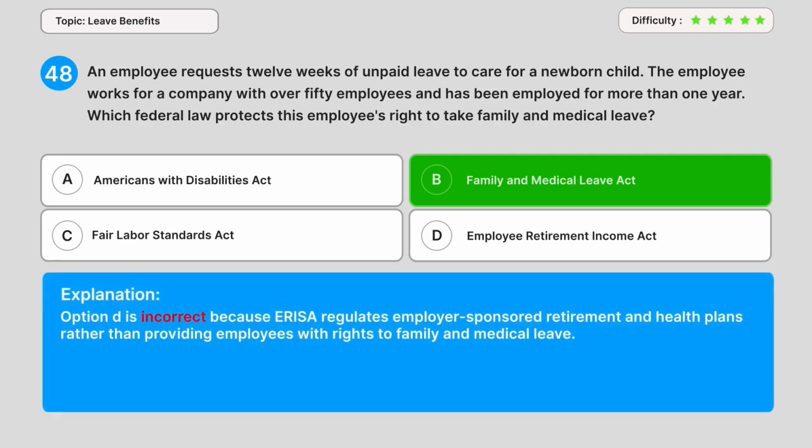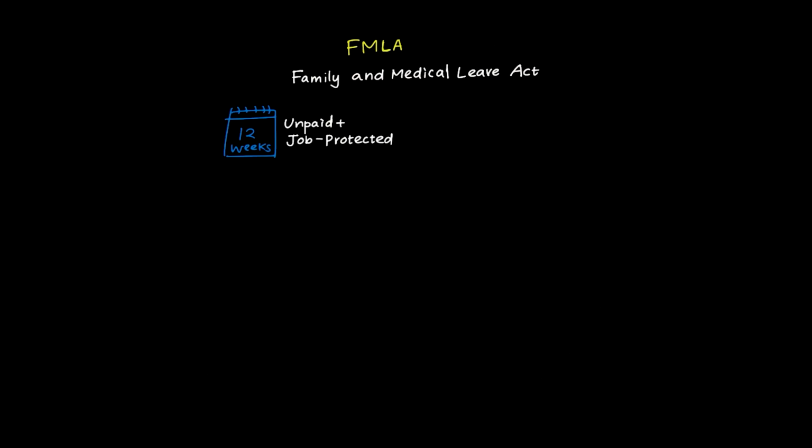Option D is incorrect because ERISA regulates employer-sponsored retirement and health plans rather than providing employees with rights to family and medical leave. The Family and Medical Leave Act provides up to 12 weeks of unpaid, job-protected leave for eligible employees. Eligible means you've worked for a covered employer, 50 or more employees, for at least 12 months. FMLA covers childbirth, adoption, serious health conditions, and caring for family members.